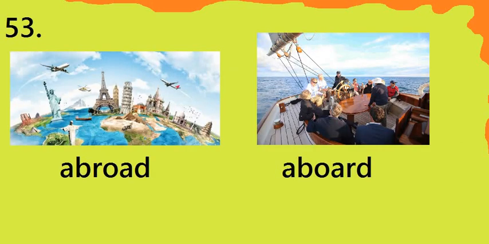Then we have abroad and aboard. These two words are anagrams. They have the same letters in them, just in a slightly different order. Abroad means in a different country. Aboard means on something, usually a boat.